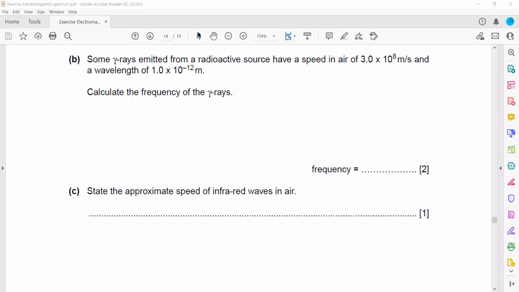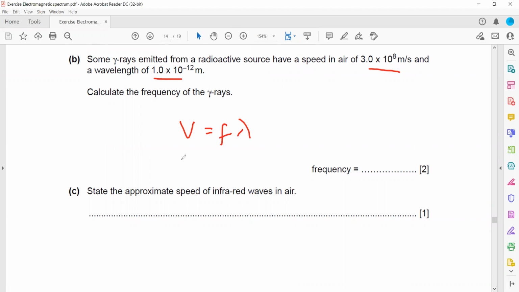Some gamma emitted from the radioactive source is having a speed of 3 into 10 power 8 and wavelength is 1 into 10 power minus 12. What is the frequency? So we use a wave equation. V is equals to f lambda, that is, speed of the wave is equals to frequency multiplied by wavelength.